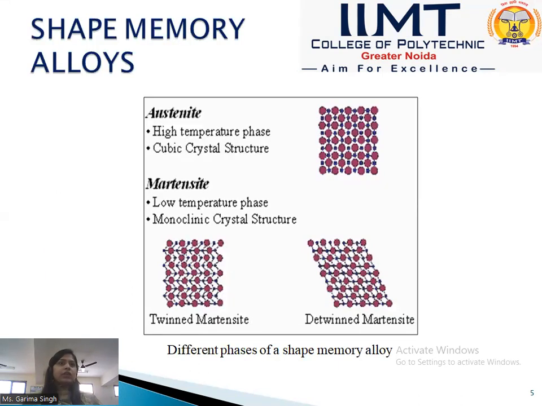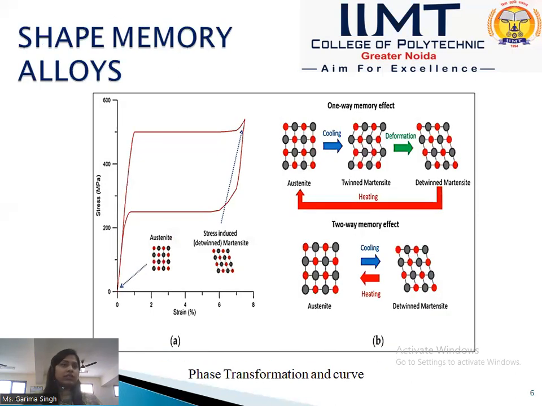Here in the diagram, you can see the first figure is of the austenite. It is a high temperature phase and it has a cubic crystal structure, as you can see. Second is the martensite, that is a low temperature phase. It is a monoclinic structure and it has two different forms: first is twinned martensite and the other is detwinned martensite. So this is the transformation that occurs after applying the force or after the deformation. It detwins the martensite structure on application of heat. So let us discuss how it happens.